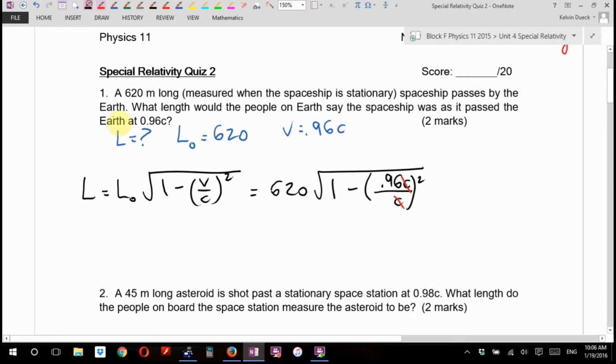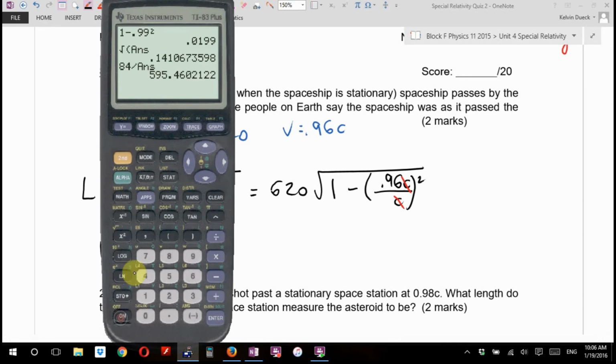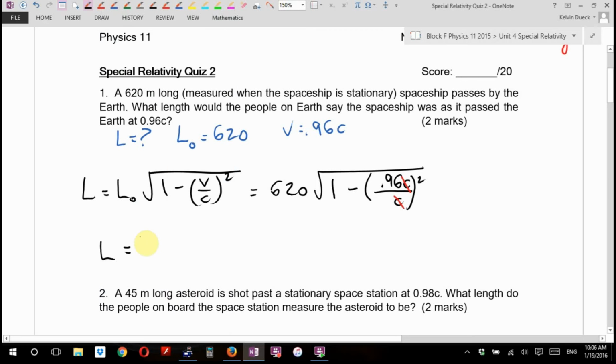I think I can do this in one fell swoop. Let's find out. 620, square root button, bracket, 1 take away 0.96 squared. Do we get 173.6? That's a fluke that there's not a bunch of decimals. I'll take it. Units. Meters.